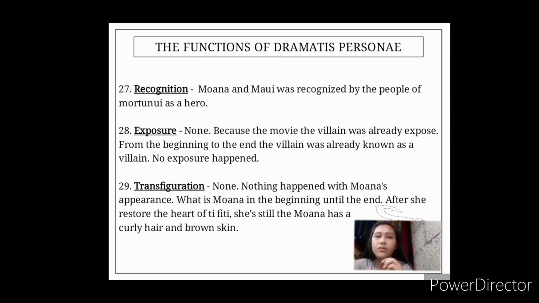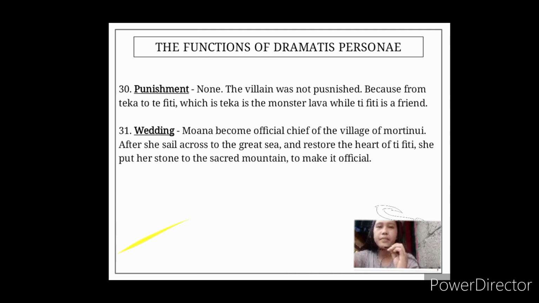This is also not found in the movie because nothing happened with Moana's appearance. What is Moana in the beginning until the end? After she restored the heart of Te Fiti, Moana has curly hair and brown skin. Next, number 30, the punishment. This is also not found in the movie because the villain was not punished. Because Te Kā to Te Fiti, Te Kā is the lava monster while Te Fiti is a friend.